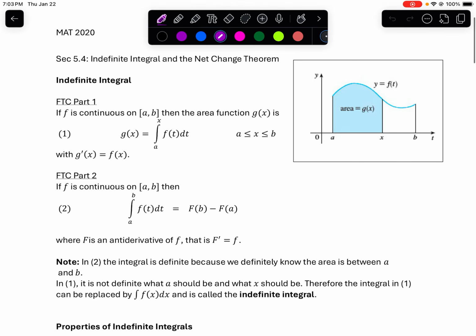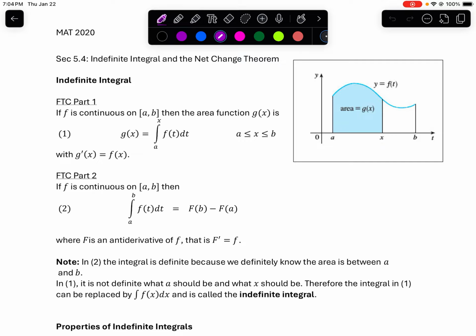Hello, welcome back. So now looking at section 5.4, which is indefinite integral and the net change theorem. You have learned what a definite integral is and how to evaluate that. Now we will be defining the indefinite integral, and the way we define it is using the fundamental theorem of calculus.